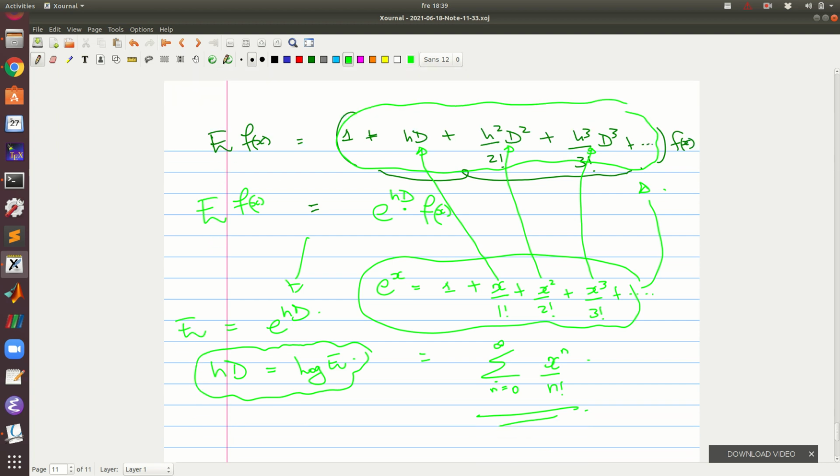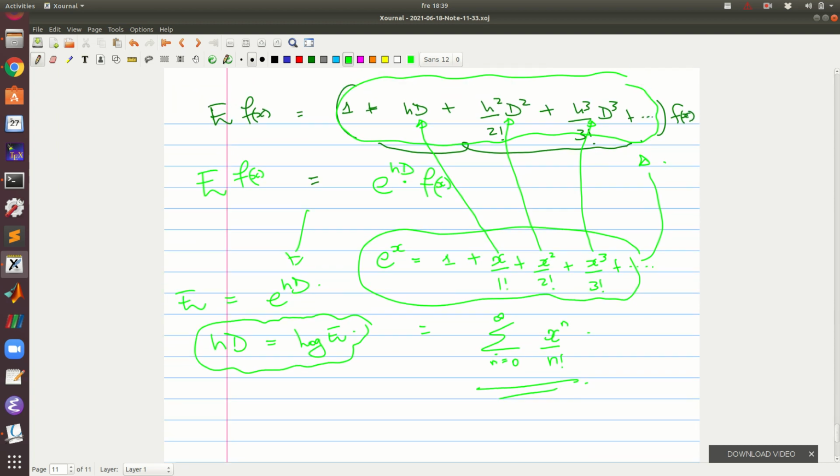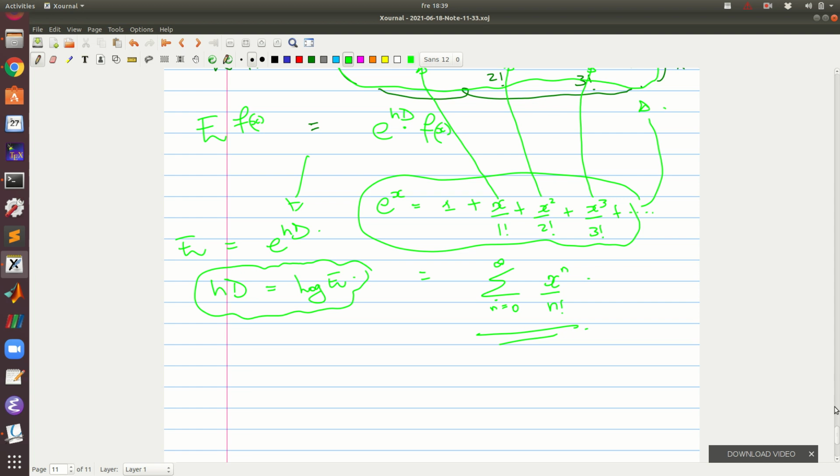So there are many relationships, we cannot exhaust all of them. Just try to practice a few more and see if you can really derive what is in the notes.